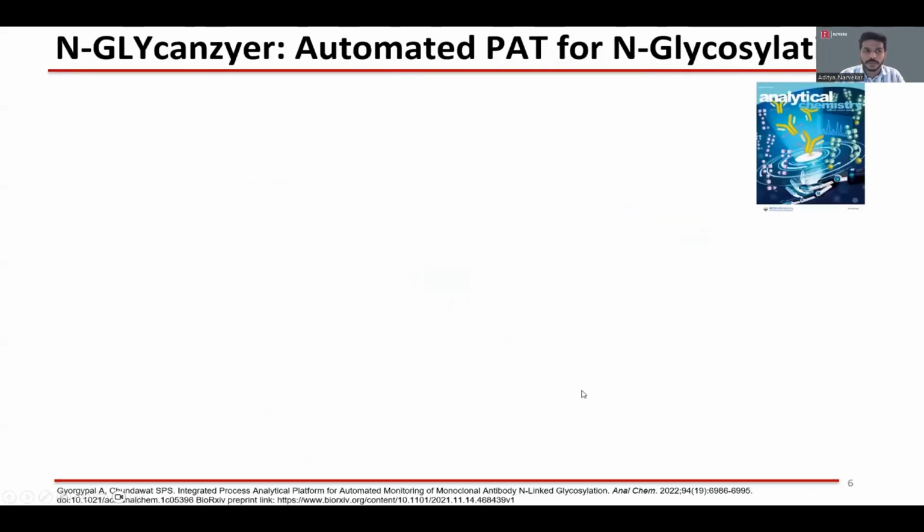Moving on to the workflows that are being established in our lab. What I'm going to talk about now is the proof of concept demonstration by the PhD student who previously worked in Professor Chundawat's lab. In this paper, they talk about the N-glycanyzer development.